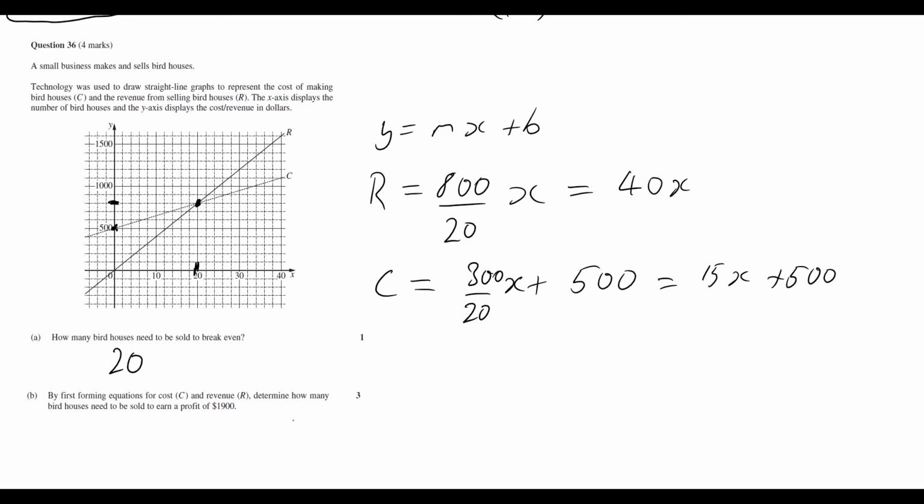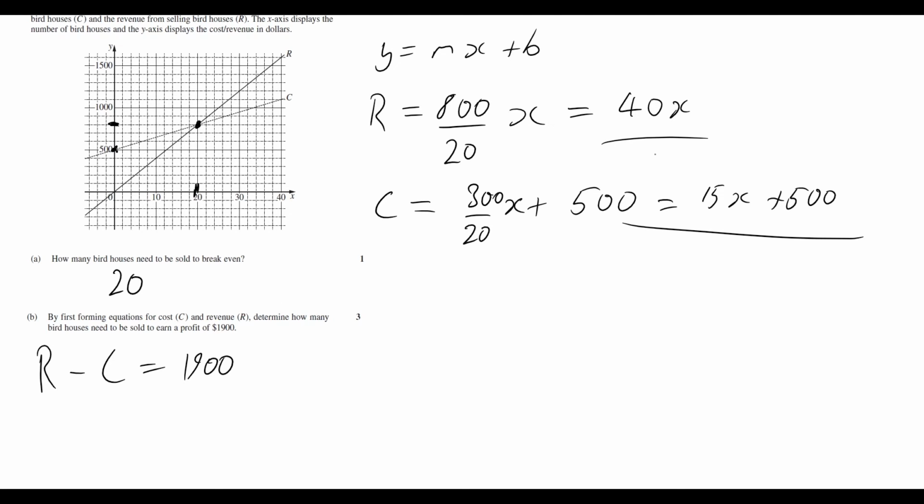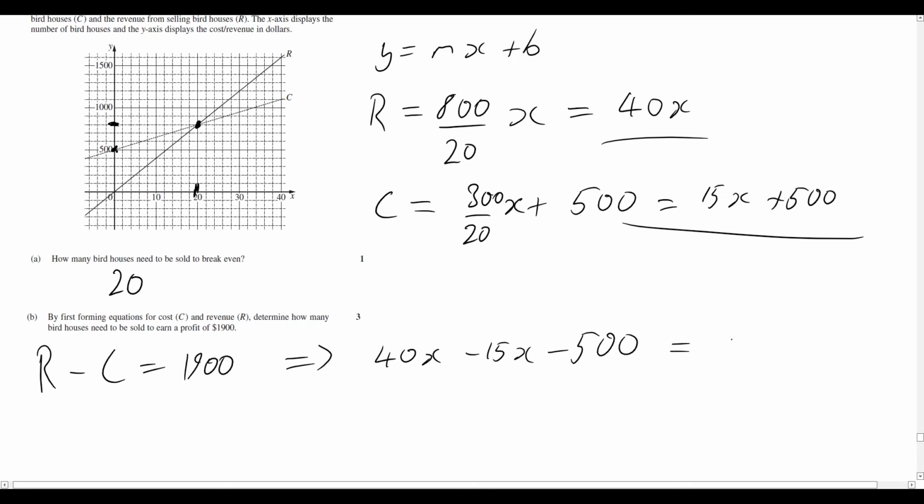Now we just want to determine how many birdhouses need to be sold to earn a profit of $1,900. So for us to earn a profit of $1,900, that means that the difference between the revenue and the cost is $1,900. So in other words, R minus C equals 1900. But now, rather than working with R and C, we'll convert them into the other forms of their expressions. So we can write that now as 40x minus 15x minus 500 is equal to 1900.